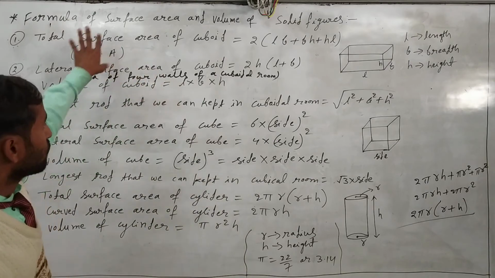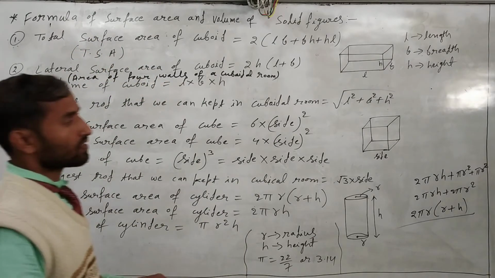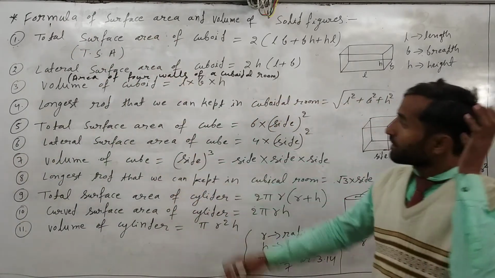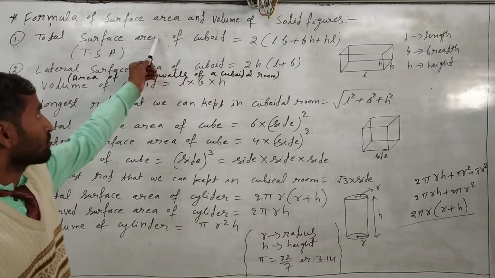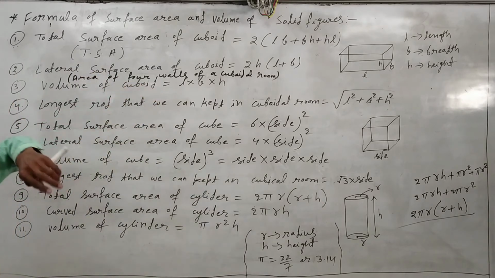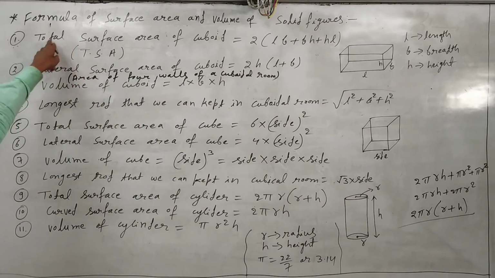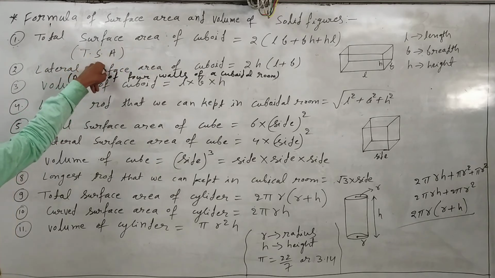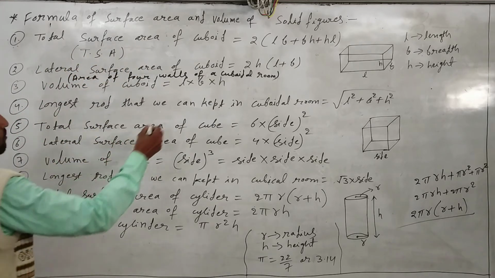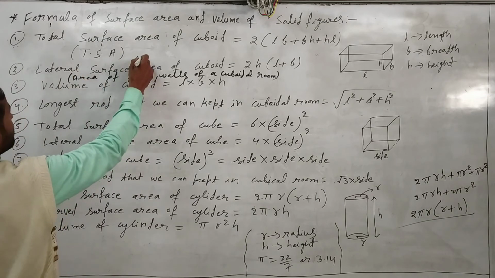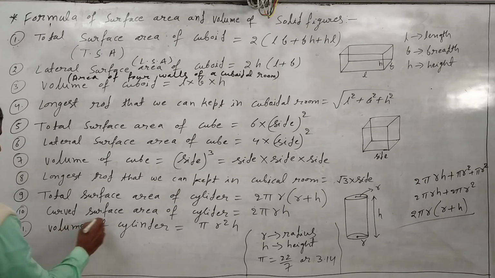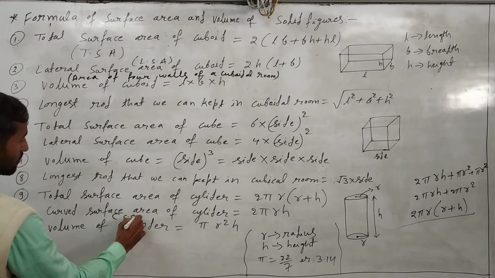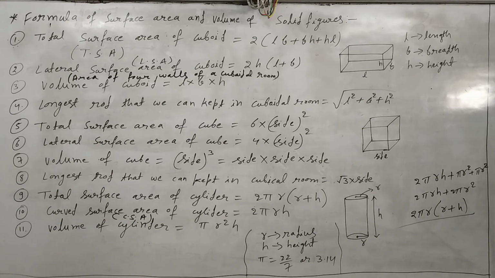So these are the formulas for the upcoming exercise. We will use these types of formulas for the rest of the exercise. If the question asks total surface area, we will use this formula, or volume, then we will use that formula. For shortcuts, we can use TSA for total surface area, LSA for lateral surface area, and CSA for curved surface area. We will use these shortcuts in the exercise questions.